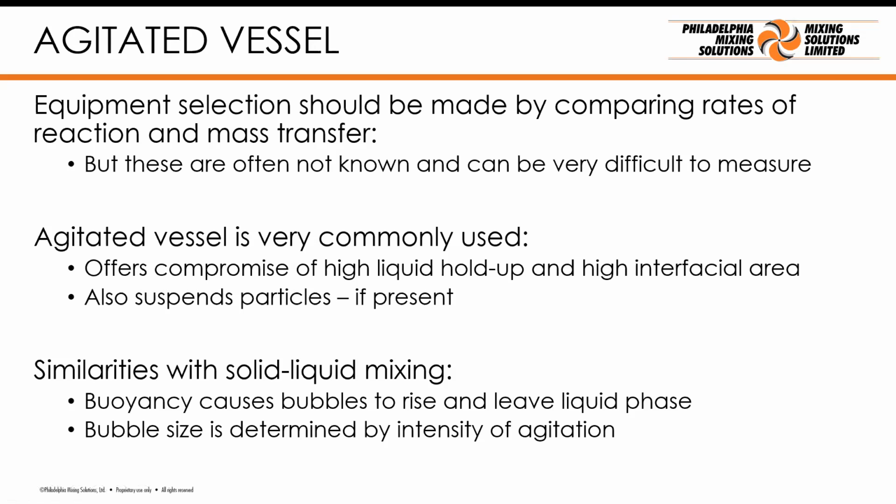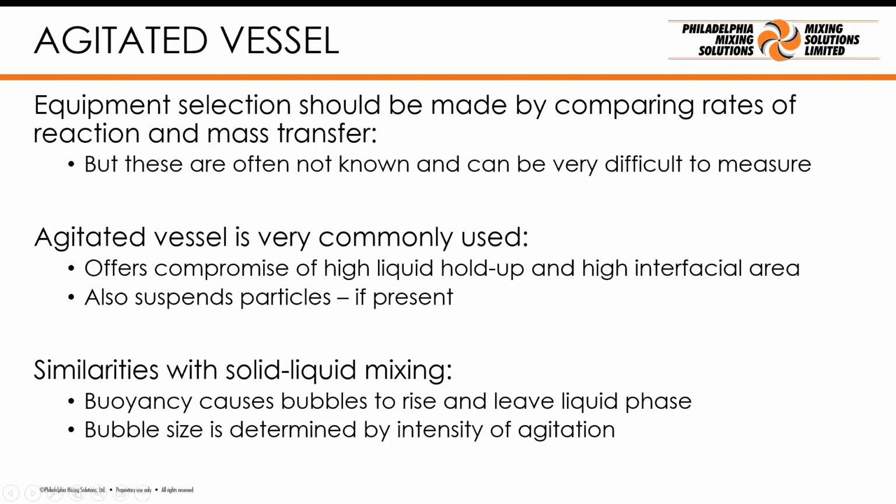The equipment selection should be made by comparing rates of reaction and mass transfer, but these are often not known and can be difficult to measure. If I'm doing, say, something with fluorochemicals, the agitated vessel is commonly used as a compromise. It has a high holdup and high interfacial area, and it's also good for suspending particles if they're present. The design rules are very similar to solid liquid mixing, where bubble buoyancy causes the bubbles to rise and leave the system. But in solid liquid mixing, the particle size is fixed by what we feed to the vessel.